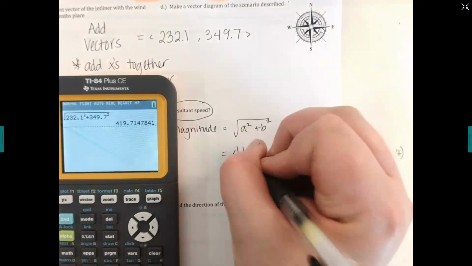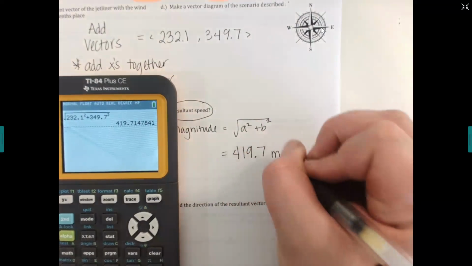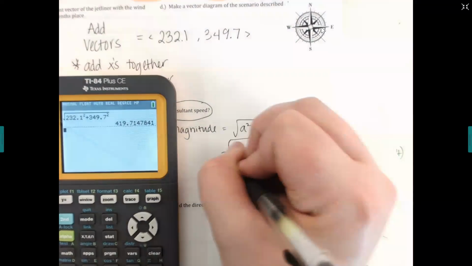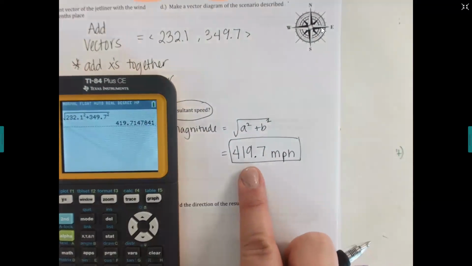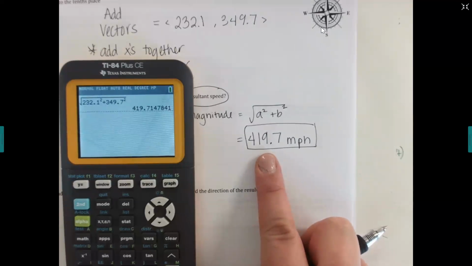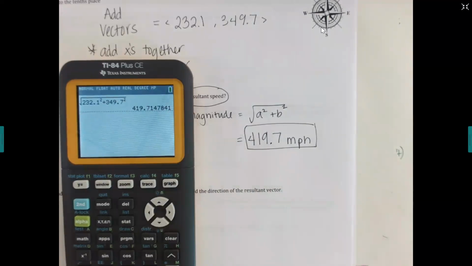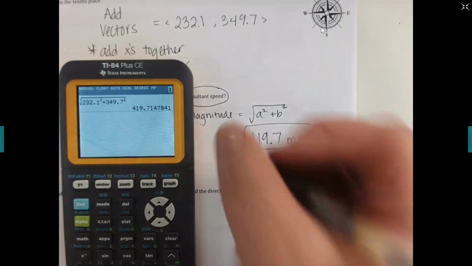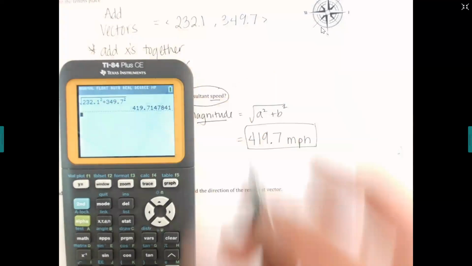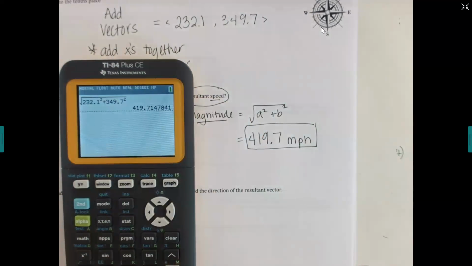Now, how fast did it say the plane was going? 400. How is it going 419 miles per hour? Because the wind's pushing it and making it go faster. The engine's only making it go 400, but since it's going the same way as the wind, the wind is actually pushing it to go a little bit faster. Remember that speed and magnitude are the exact same thing, which we already know how to find. It's just a different name for it.